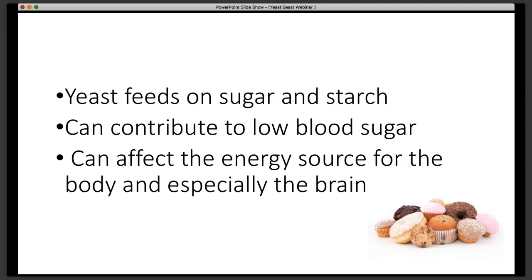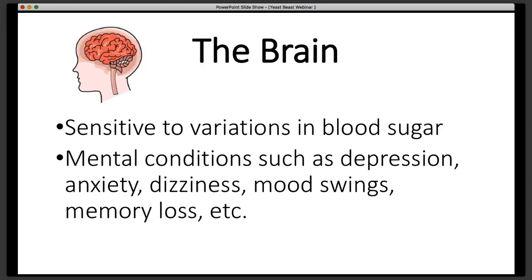So when your blood sugar levels drop, the sugar in your blood is the fuel supply for all the cells in your body, especially the brain. And the brain, as you'll see, is very sensitive to variations in blood sugar. The brain is the most important organ in your body, and your body will sacrifice anything else to preserve the function of the brain. So you can get mental conditions such as depression, anxiety, dizziness, mood swings, memory loss, etc. when the blood sugar drops, or even elevates, can cause anxiety, or contribute to anxiety.